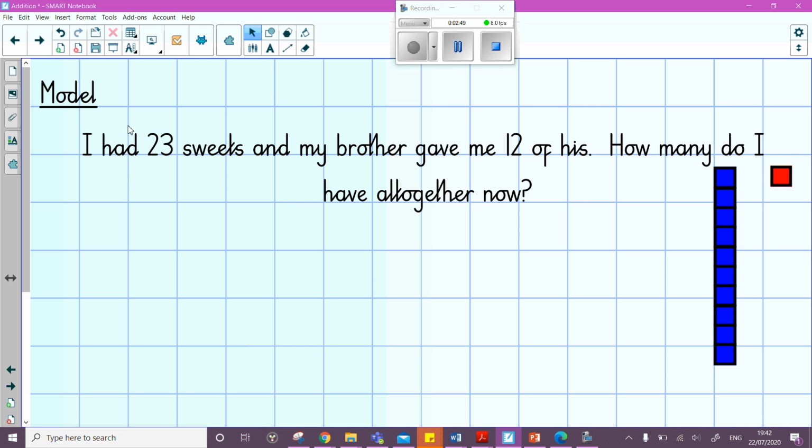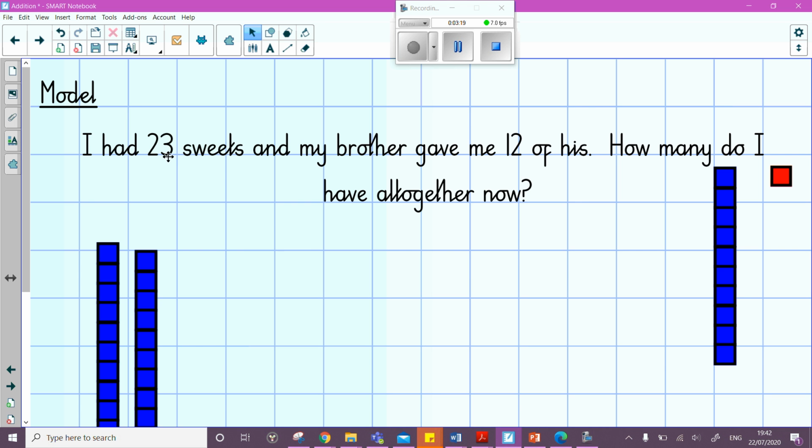So this is my question. Let's have a read of it. I had 23 sweets and my brother gave me 12 of his. How many do I have all together now? Now that key word there, all together, is telling us that we are going to have to add our important bits of information. So we've got 23 sweets. Let's see if we can make the number 23. 10, 20. How many ones does it have? So it has 3 ones.